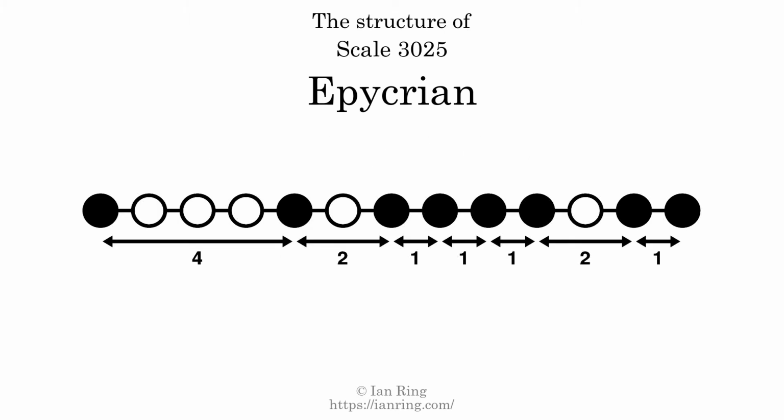The structure of a scale is a description of the interval distance between each successive tone. This scale has a structure of 4-2-1-1-1-2-1.